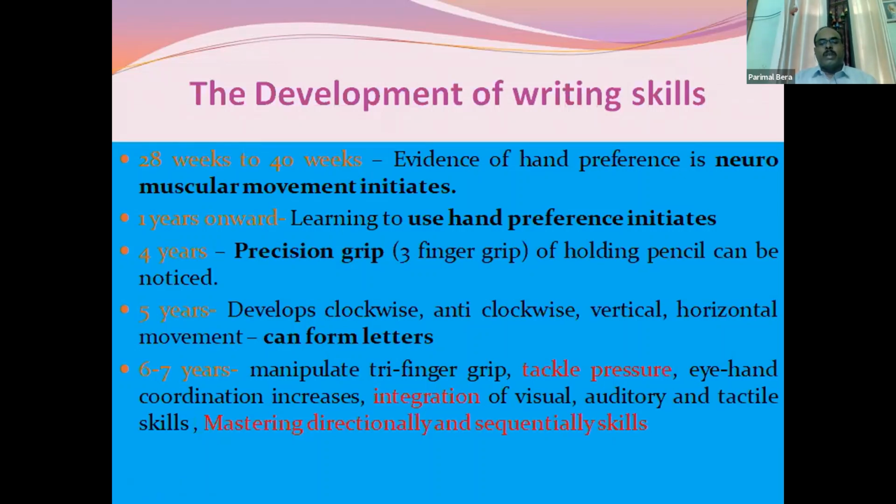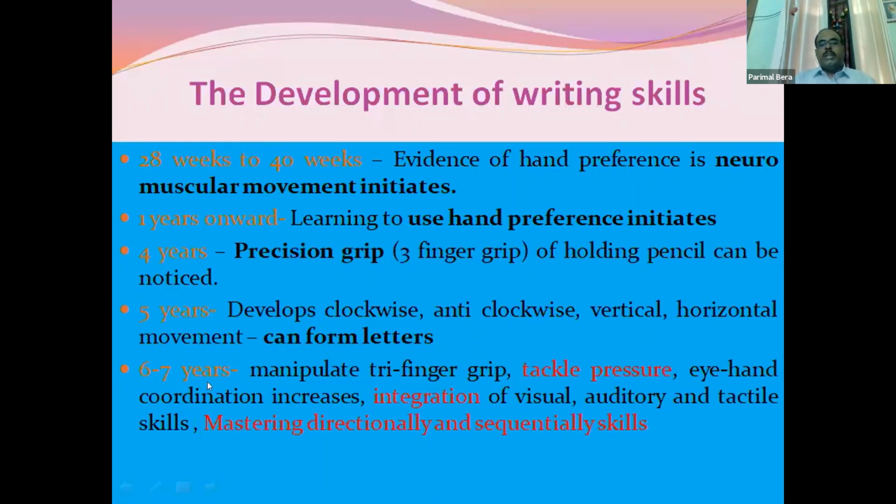Most of you are from an academic background, from teacher education or a teaching background. So you may be aware that clockwise movement, anti-clockwise movement, vertical movement, and horizontal movement are very important to form a letter. Even in the case of the English language, to continue from one letter to another letter, to make a sentence, to make sense, the clockwise or anti-clockwise movement is important. So it may be developed within five years.